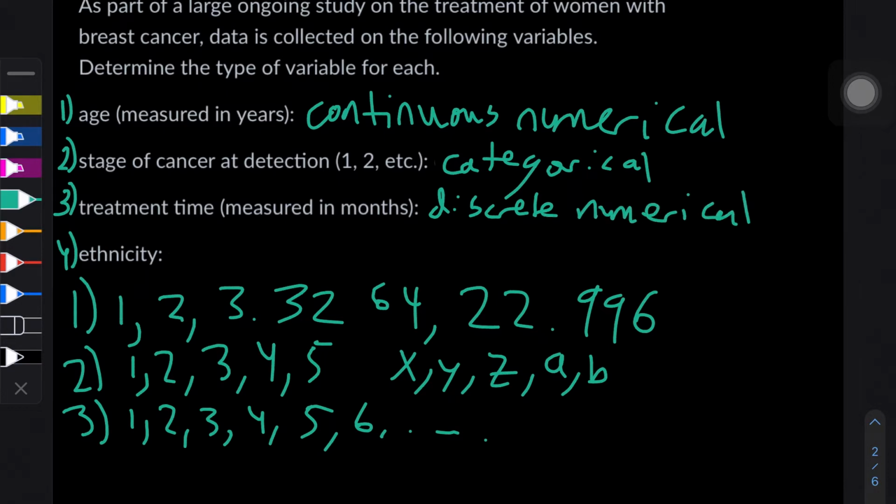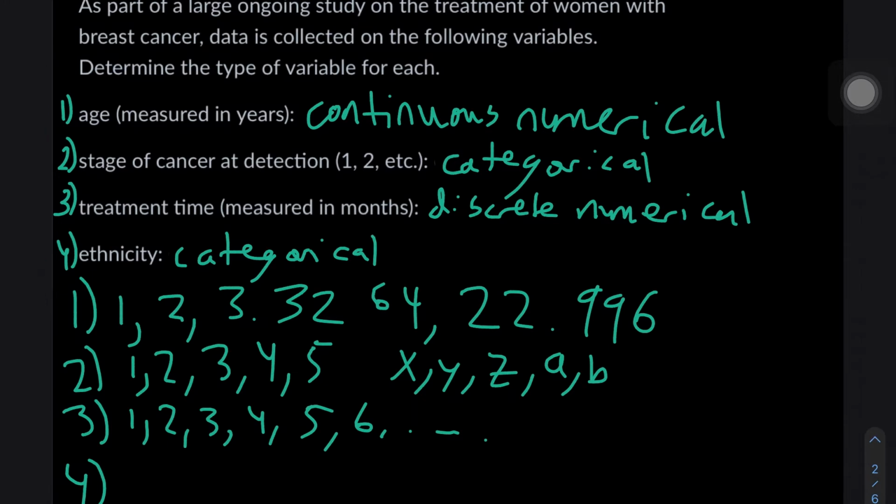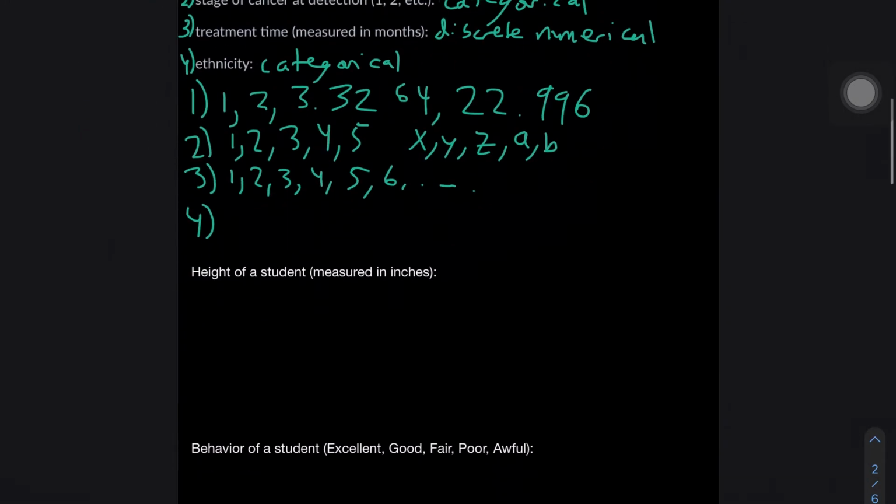Okay. So now the fourth one, ethnicity, right? And so these are not numbers. So obviously this is just going to be categorical. Okay. Easy enough for the first one.